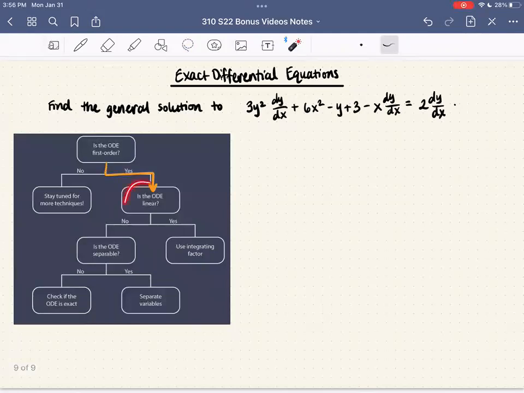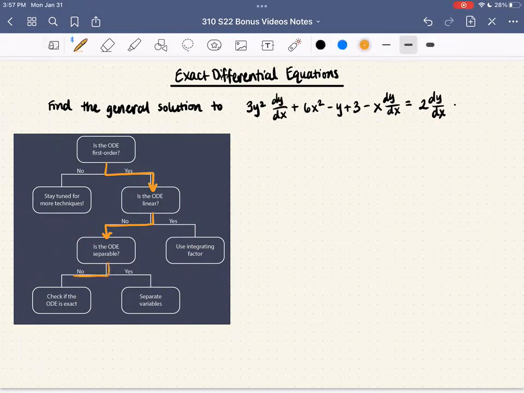Then we want to ask ourselves, is the equation linear? Well, in this case, we have this y squared here. That is preventing the differential equation from being linear. This is a nonlinear equation, so I'll go ahead and follow that branch down. Then we ask, is the differential equation separable? You could try separating out the variables here, but you would find that it is not a separable differential equation.